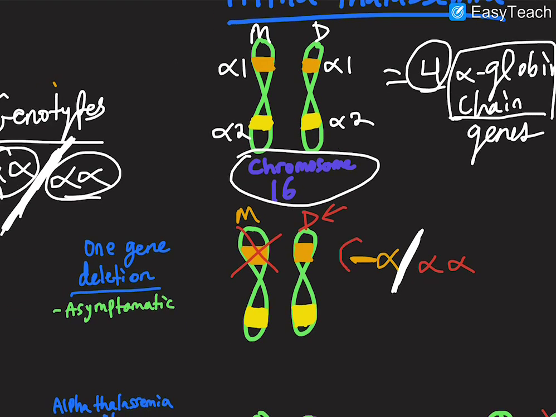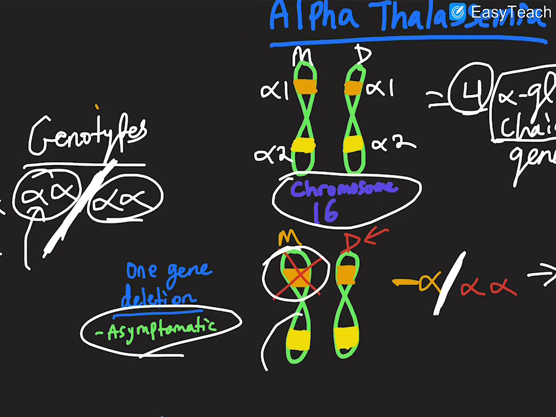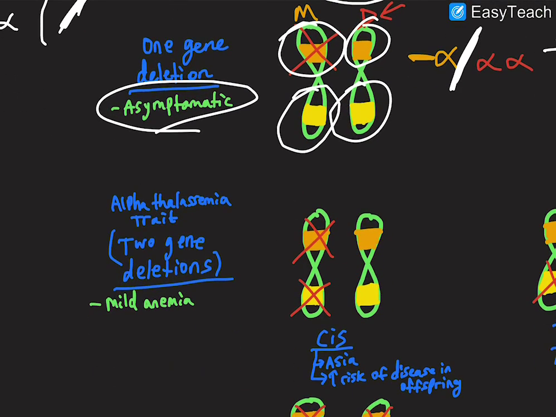So there's only one gene, let's use a neutral color, there's only one gene that's deleted here, one alpha gene that's deleted. So this is the silent carrier type for alpha thalassemia. And then, of course, this will be asymptomatic because you still have three functional alpha genes, three functional genes to code for the alpha globin chain. So you still have a sufficient amount of alpha globin chain production. That's why this is silent. This is called the silent carrier form of alpha thalassemia. It's asymptomatic. All right.